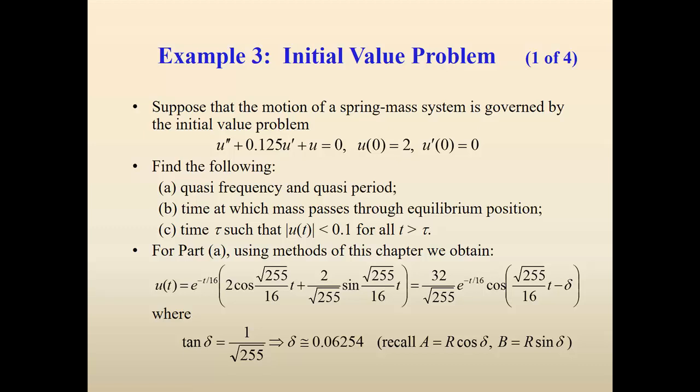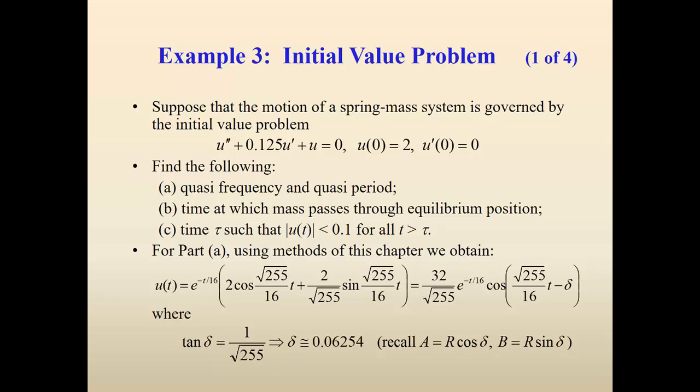So here's an example of what you might see from an underdamped problem, because notice there is a gamma term. We have an initial displacement of 2 feet, 2 meters, whatever, and an initial velocity of 0. We can solve this, and we get a quasi-frequency of square root of 255 over 16. We can solve for the amplitude R by taking the square root of 4 plus 4 over 255, and so we get 32 over the square root of 255.